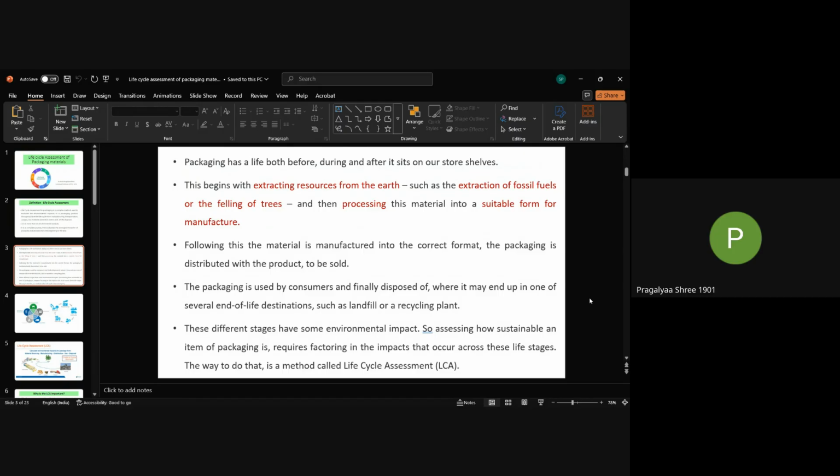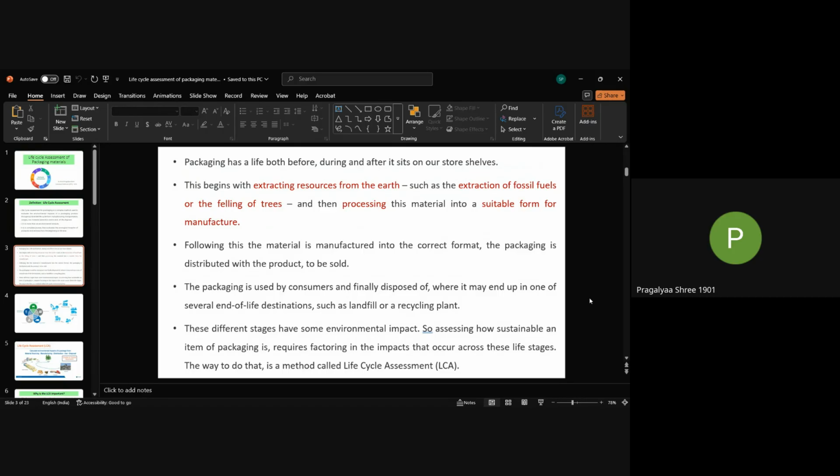This begins with how we are going to make the packaging material. The beginning is extracting resources from the earth. When you are going for polymer material, we are utilizing fossil fuels. If you want to go for biodegradable packaging, we are utilizing naturally available biomass. So for the manufacture of the polymer material, we are extracting fossil fuels, or we are using trees for the manufacturing purpose, and then these materials are processed into a suitable form for manufacturing. So the first one is the raw material stage.